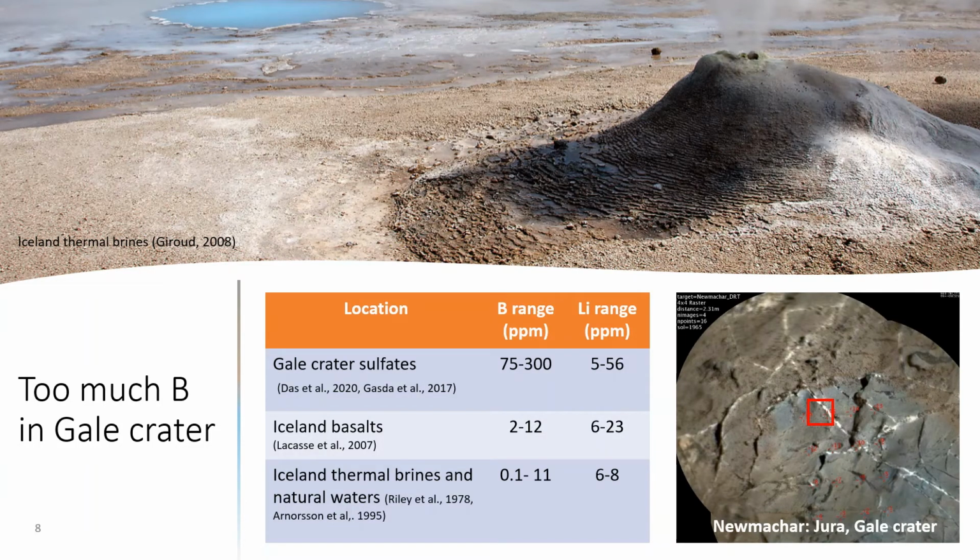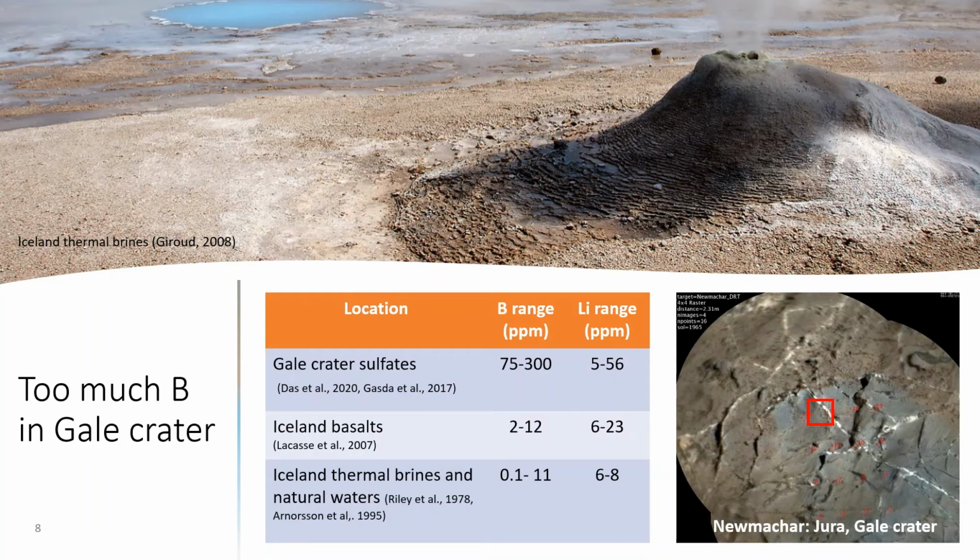Another problem comes up when we try to explain the concentration ranges of boron and lithium in the calcium sulfate veins of Gale crater. The calcium sulfate veins show a boron range between 75 to 300 ppm, and lithium range between 5 to 56 ppm, as shown in the table here in the middle. When we compare this to boron and lithium values of terrestrial basalts and natural waters, the Mars values are a lot higher. I've taken examples from Iceland in this case, and we can see that the boron values for basalt and natural waters do not exceed 12 ppm, and lithium maxes out at 23.